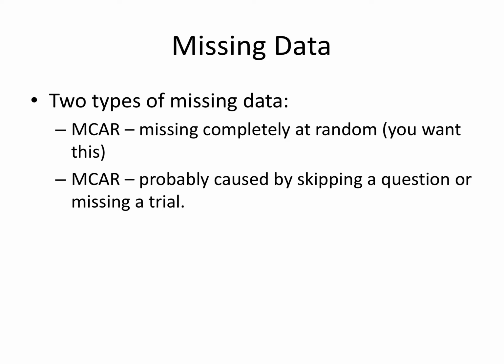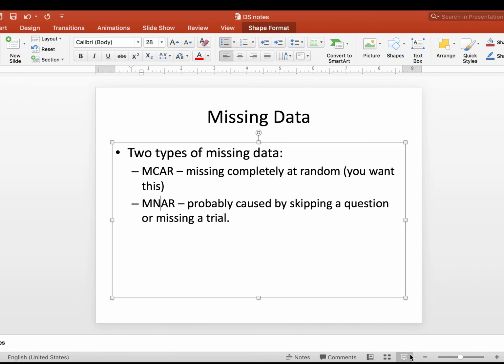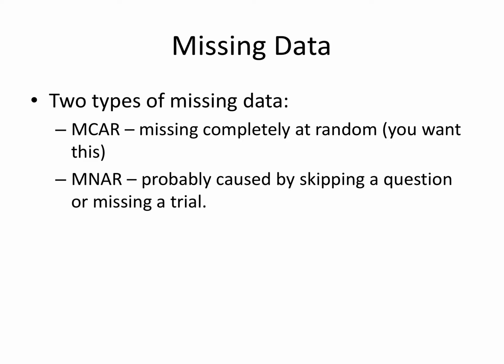There are two big types of missing data that we're going to look for. One's called MCAR, missing completely at random. This is what we want. If we're going to have missing data, this is the type we want it to be. Or MNAR. Ooh, sneaky typo. MNAR is missing not at random, which is generally caused by people skipping a question or missing a trial.